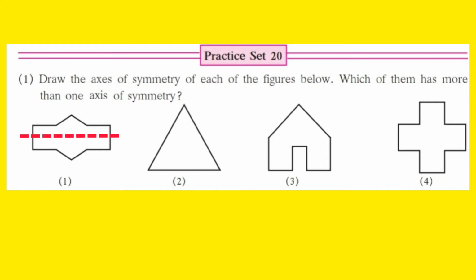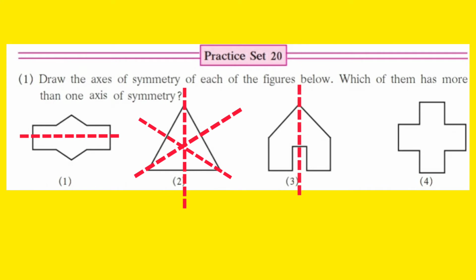Students, see the second figure is a triangle and for the triangle we can draw three axes of symmetry. Figure 3 just looks like a house and we can draw one axis of symmetry for this figure. Figure 4 is a plus sign. For this figure, we can draw two axes of symmetry.